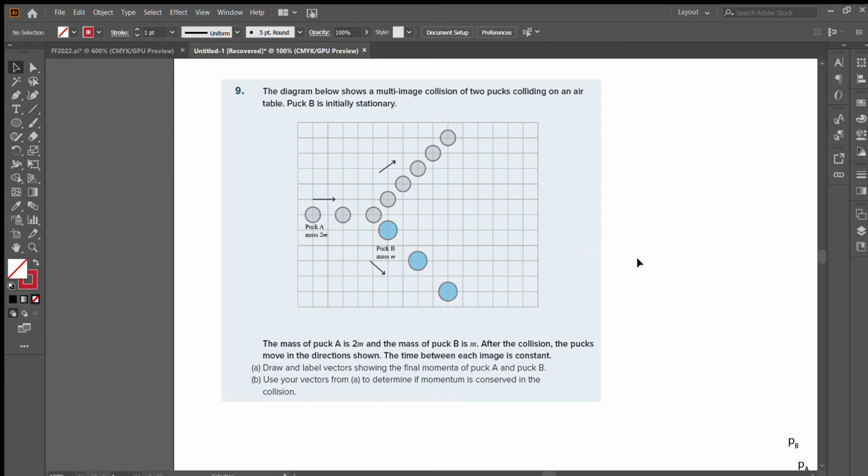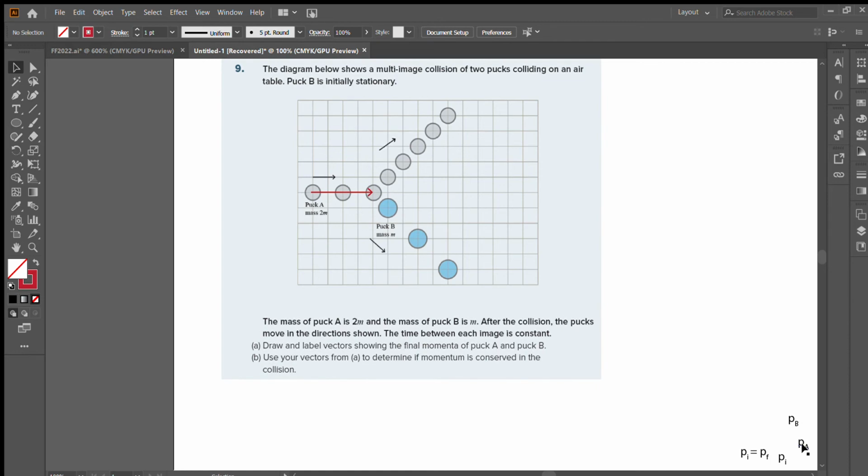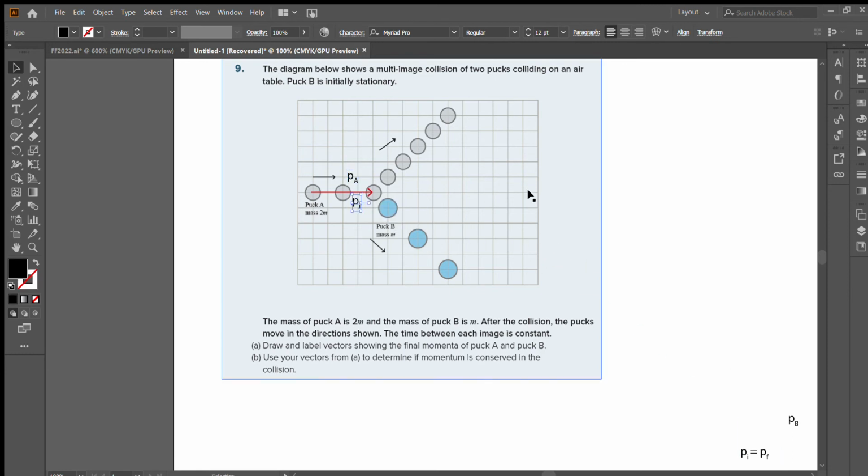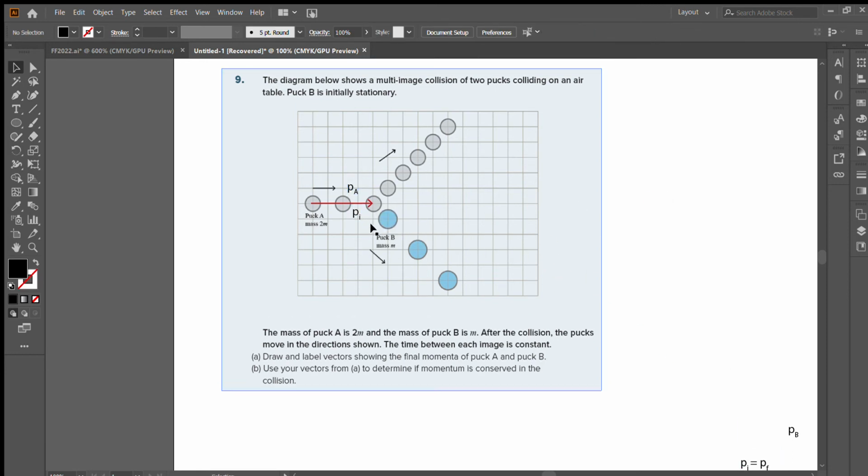So first we're drawing vectors showing the initial and final momentum of the system, for puck A and for puck B a bit later. So here we can just put this here. Puck A has double the mass, so we're going over 3 images. Now that's the initial momentum. We'll just put that over here, PA, and that's the initial momentum of the system since puck B is initially stationary.